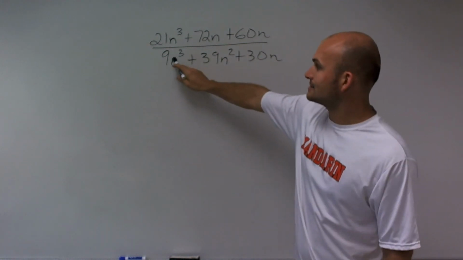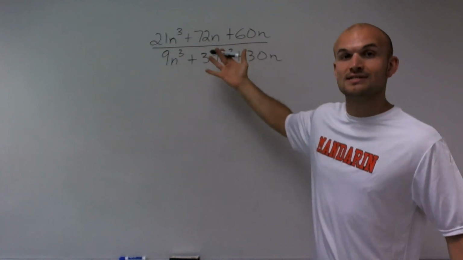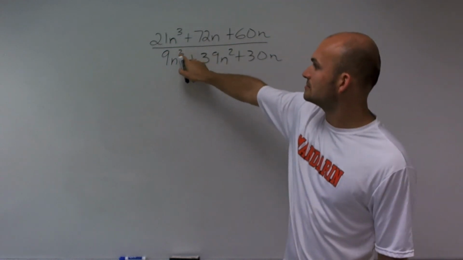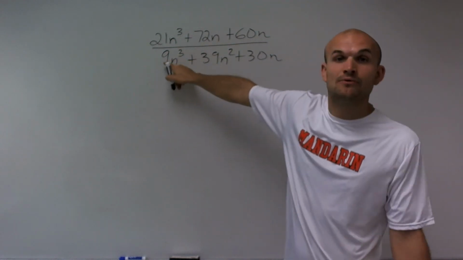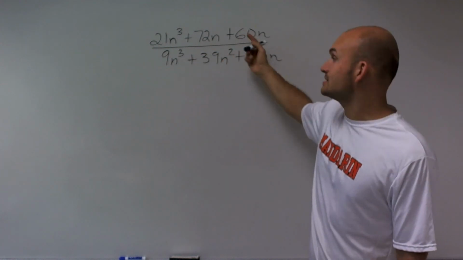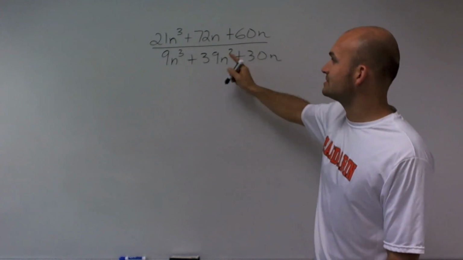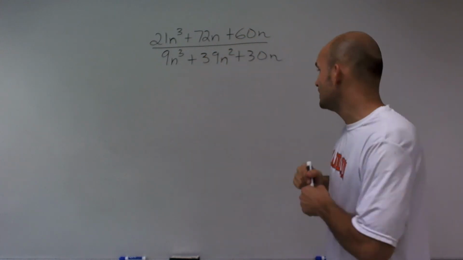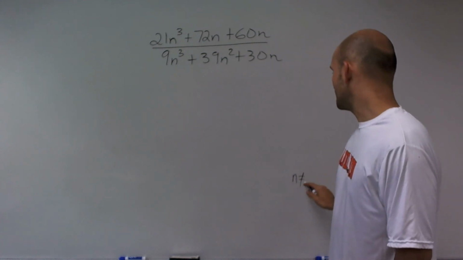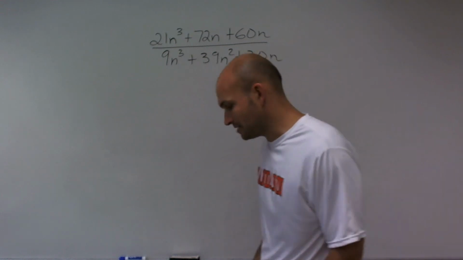If you look at it, these are all multiplied by n by itself, so it's always going to get larger. However, what if I chose the number 0? Well, 0 cubed is 0, times 9 is 0. 0 squared is 0, times 39 is 0. And 0 times 30 is 0. 0 plus 0 would be 0. So therefore, in my answer, I'm just going to write to the side, n cannot equal 0. That's going to be a part of my answer once I figure it out.